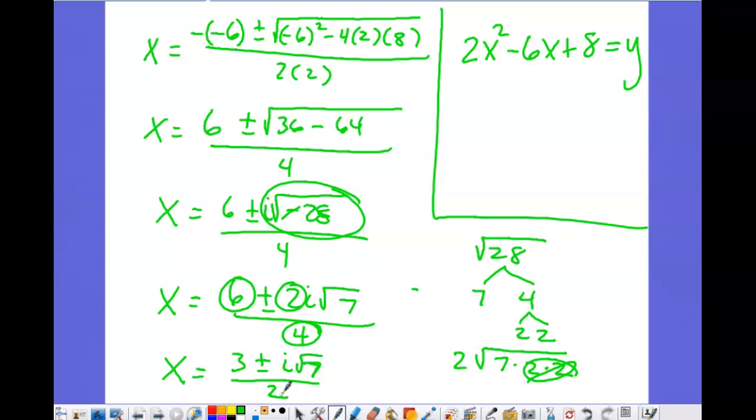Now, guys, I want you to understand what this means, though. What does this formula help us find? Roots. If you have imaginary roots, what do you think that means? It doesn't touch the x-axis. That's the end. I'll leave it up there for you.